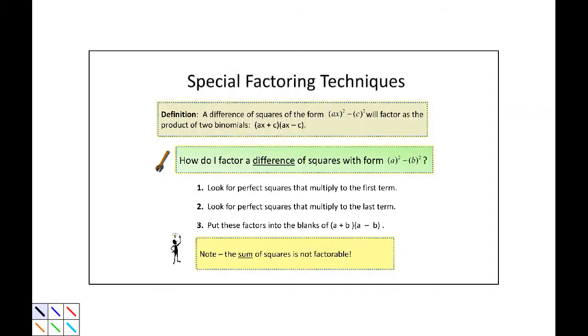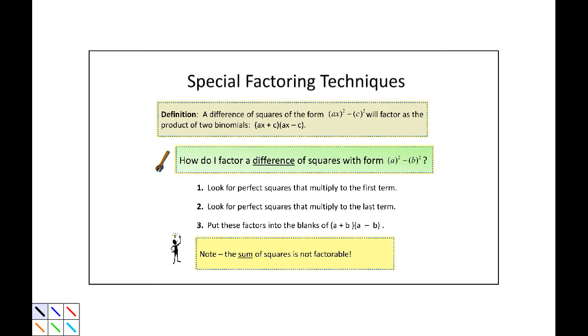Special factoring techniques. Definition: a difference of squares of the form (ax)² minus c² will factor as the product of two binomials. The first binomial is ax plus c, and the second binomial is ax minus c. So how do I factor a difference of squares with the form a squared minus b squared?